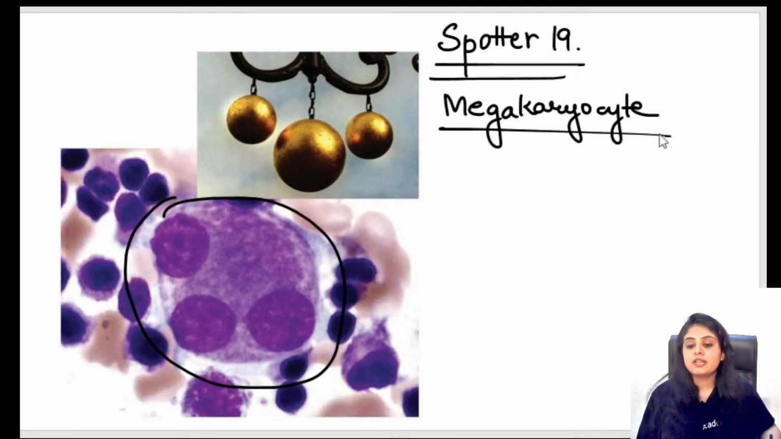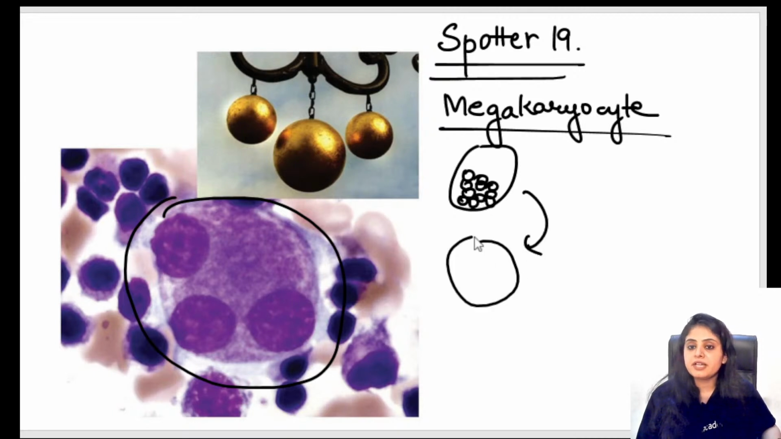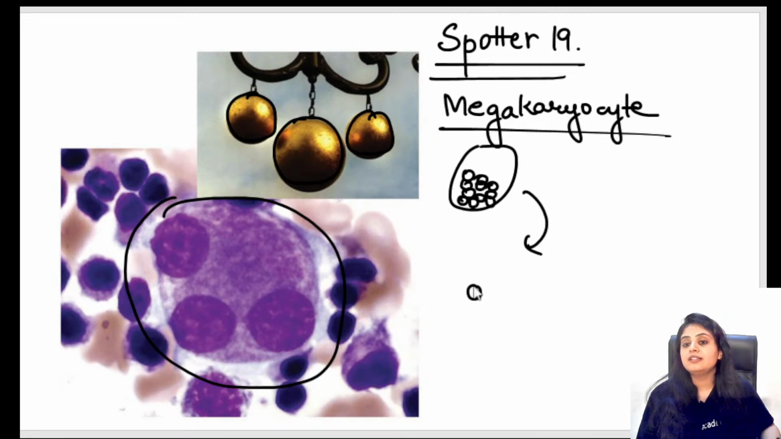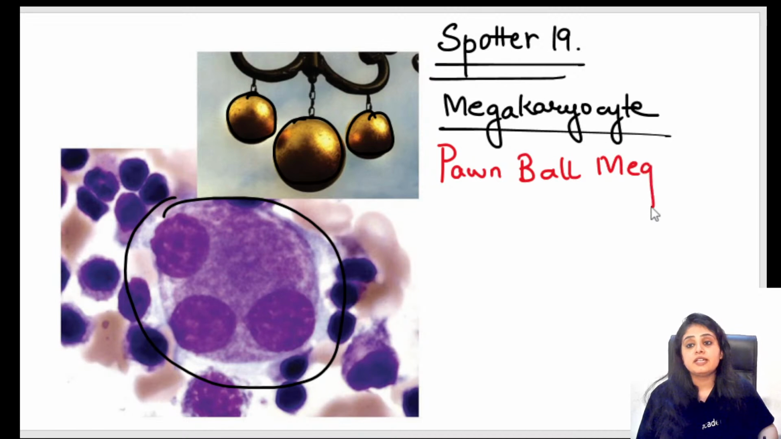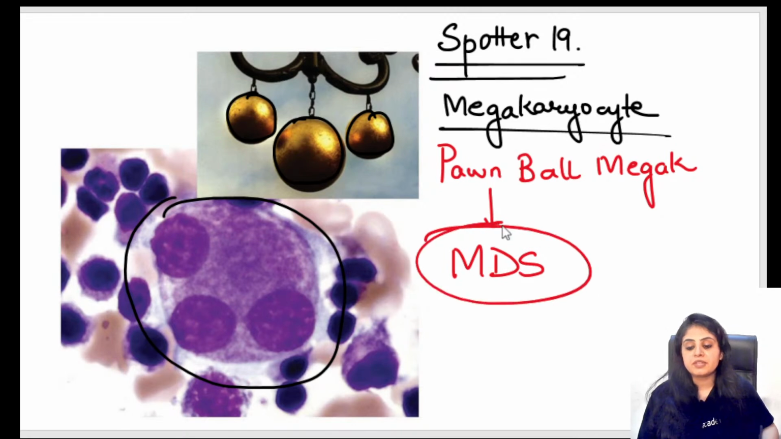Normally, if I draw a normal megakaryocyte, it will have multiple nuclei like this. That is how a megakaryocyte looks like. Now I'm saying I have a megakaryocyte which has 1, 2, 3 balls like this. This is known as a pawn ball megakaryocyte. What is the diagnosis? This is a pawn ball megakaryocyte, and you see it in myelodysplastic syndrome. MDS, myelodysplastic syndrome, shows you pawn ball megakaryocytes.